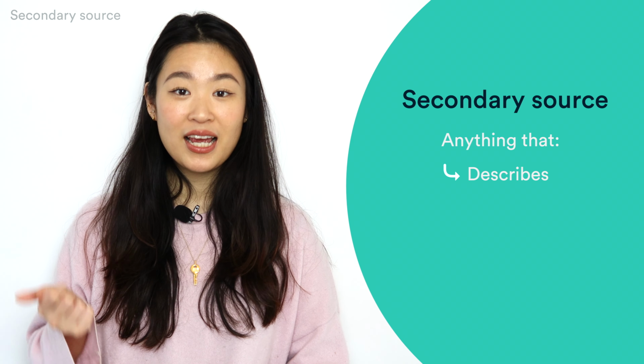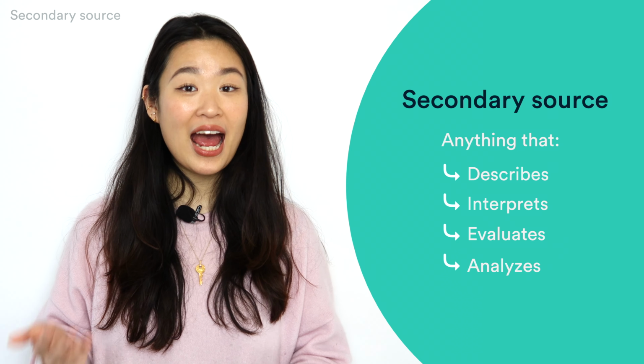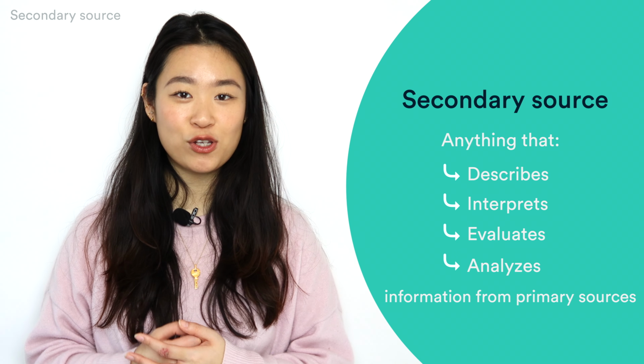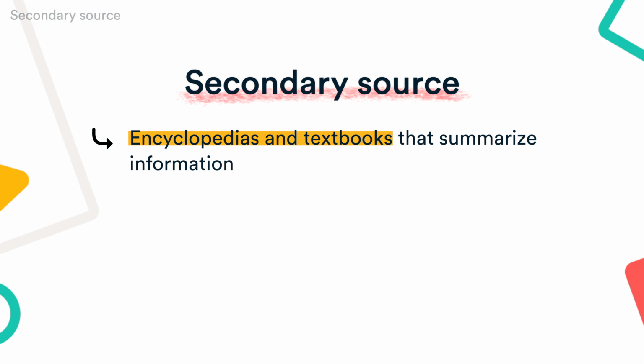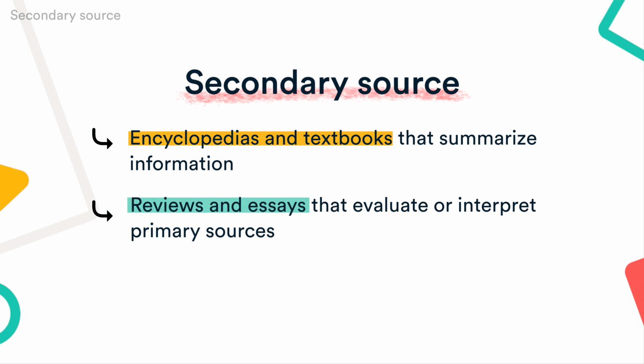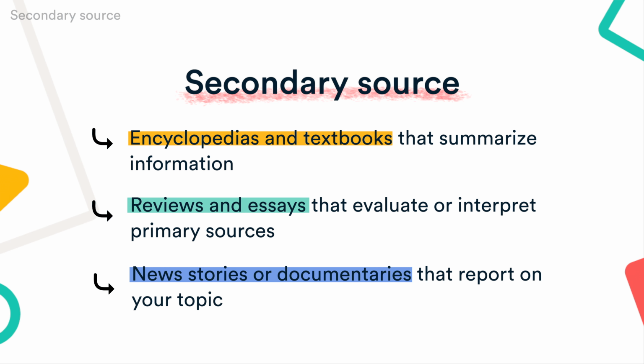But then what is a secondary source? A secondary source is anything that describes, interprets, evaluates, or analyzes information from primary sources. In a paper or essay, most of your secondary sources will be academic books or journal articles. But they might also include encyclopedias and textbooks that summarize information, reviews and essays that evaluate or interpret primary sources, or news stories or documentaries that report on your topic.